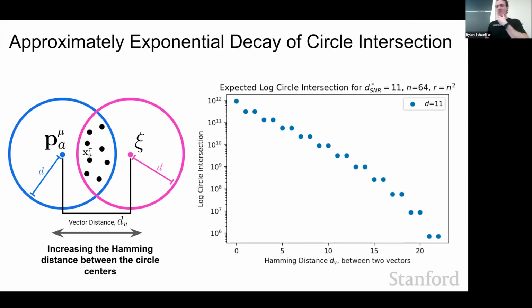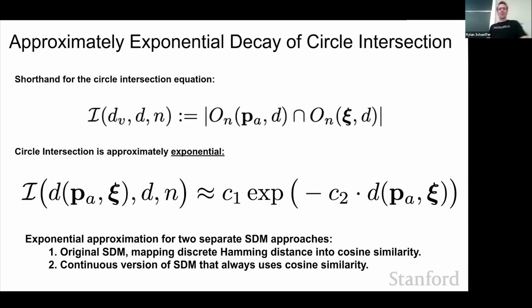And this is for a particular setting where I have 64 dimensional vectors, which was used in GPT-2. It holds across a lot of different settings, particularly higher dimensions, which are now used for bigger transformers. Okay, so I have this shorthand for the circle intersection equation. And what I'll show is how the circle intersection is approximately exponential.